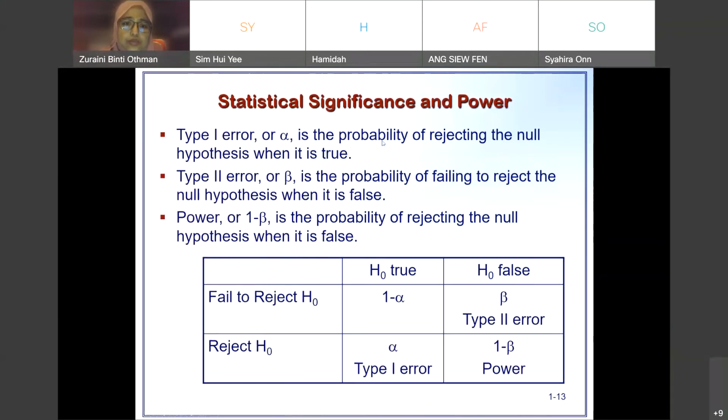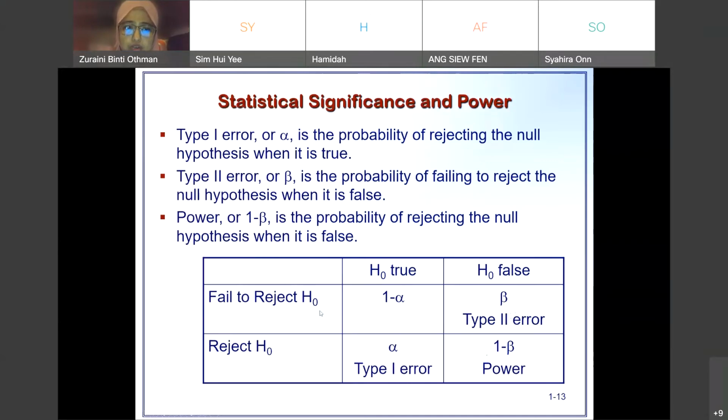Type 1 error, alpha, is the probability of rejecting the null hypothesis when it is true. That is, reject H null when it is true. Type 2 error, or beta, is the probability of failing to reject the null hypothesis when it is false. That is, fail to reject H null when H null is false. This is what we call beta, the type 2 error.